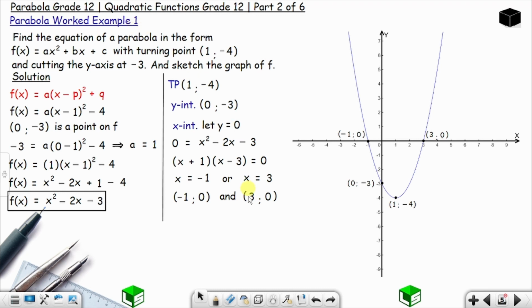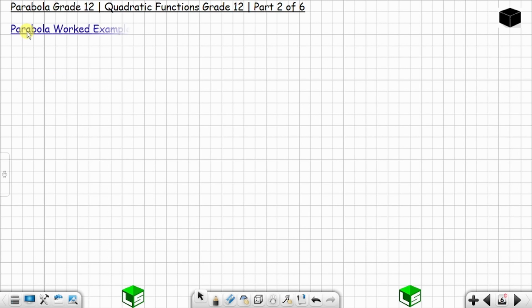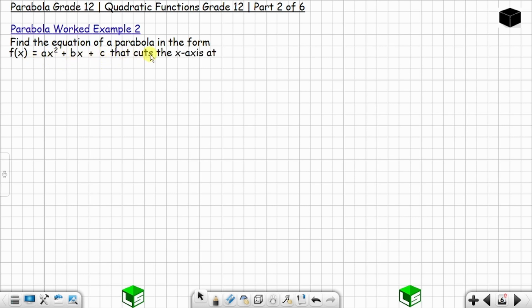Okay, let me do it on the next slide. Okay, now example number 2. Find the equation of a parabola in the form f of x is equal to ax squared plus bx plus c that cuts the x-axis at 1 and -4, okay, and cuts the y-axis at 12, and also find the x coordinate of the turning point. So this is the question.